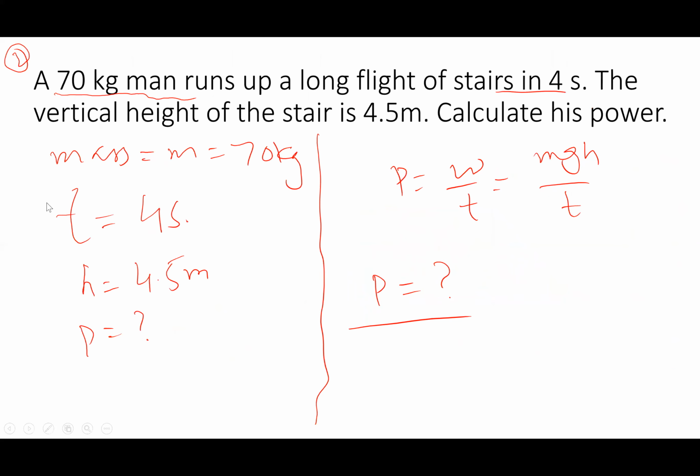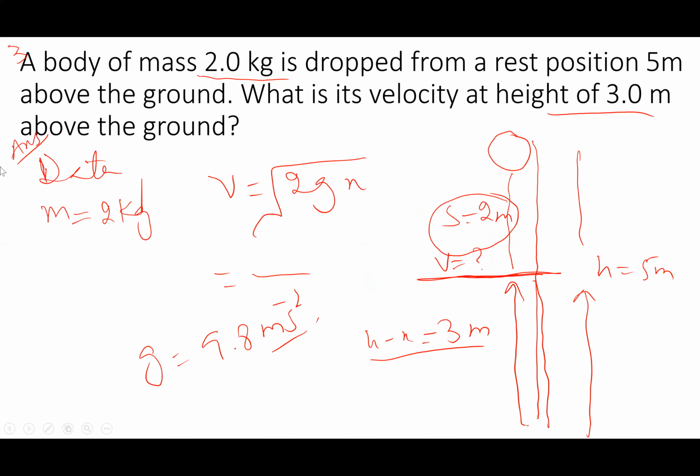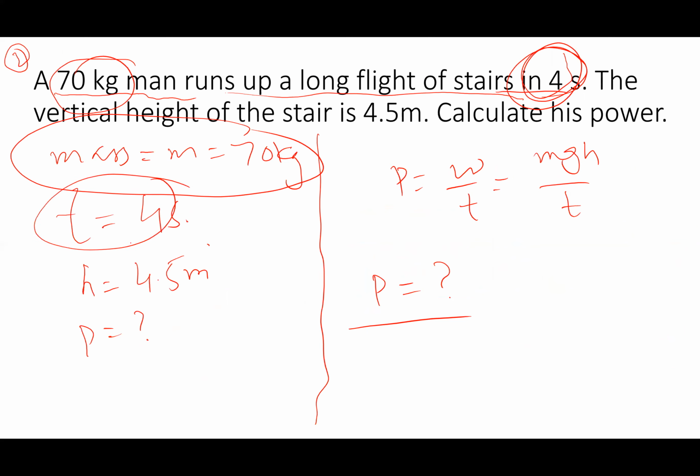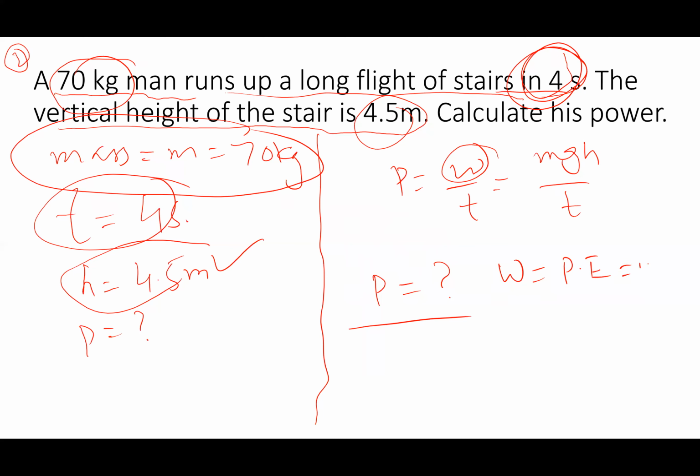Now here the mass is 70 kg. It is written here: stairs height, time of flight is 4 seconds. The vertical height of the stair is 4.5 meter. This is the vertical height. For power, power is equal to work per unit time. Using the formula, work is equal to potential energy, which is mgh. You can find this value also.